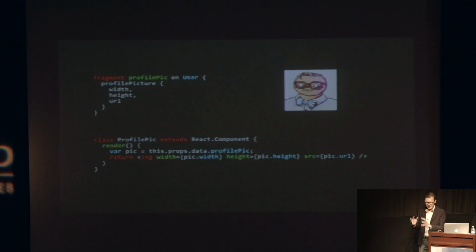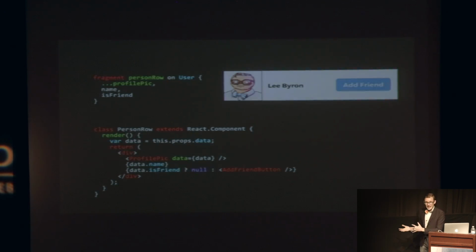Fragments allow us to take the same portion of a query and use it in multiple places. More importantly, it allows us to put it in a UI component to describe only the data that one component needs. For example, here we have a profile picture. Profile picture needs width, height, and URL. And we have a profile pic React element here that is going to access that information.